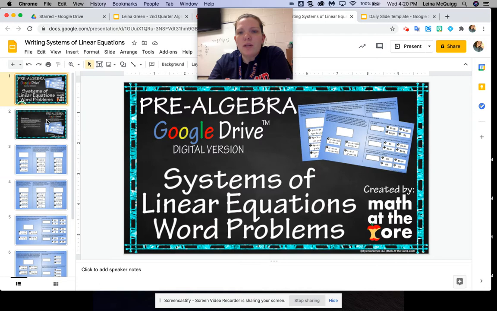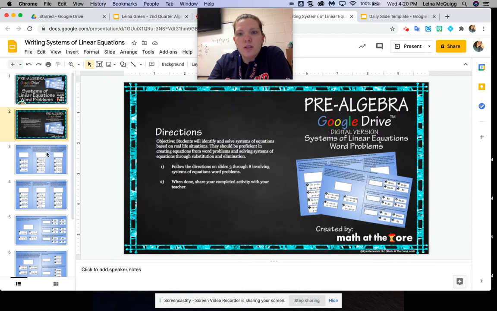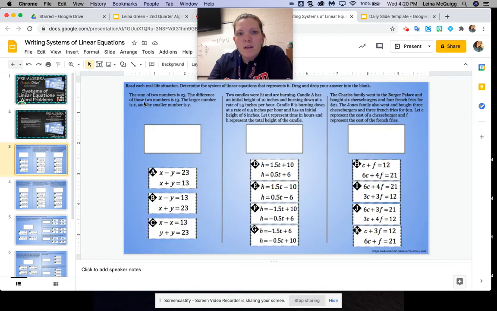So the directions just tell you to follow the directions on each slide. Okay. So right here, read each real life situation. Determine the system of linear equations that represents it. Drag and drop your answer into the blank. So all of these things move around, okay? So you're going to read this situation and find the right system of equations and move them up into the answer choice.